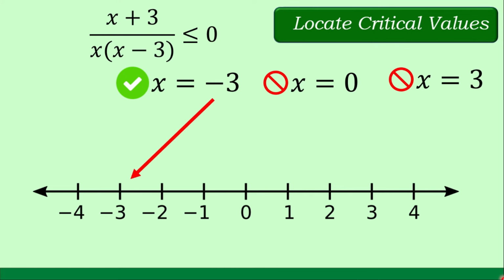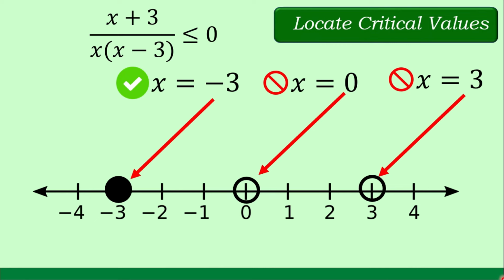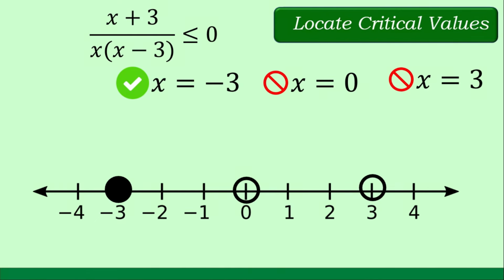Here. Since it's part of the solution, we will be using a shaded circle like this. How about for 0? It's not part of the solution. That's right, we will use an open circle. How about for the last critical value? It's 3. It's not part of the solution, so still, it's an open circle. And this is now our number line, wherein our critical values served as dividers.